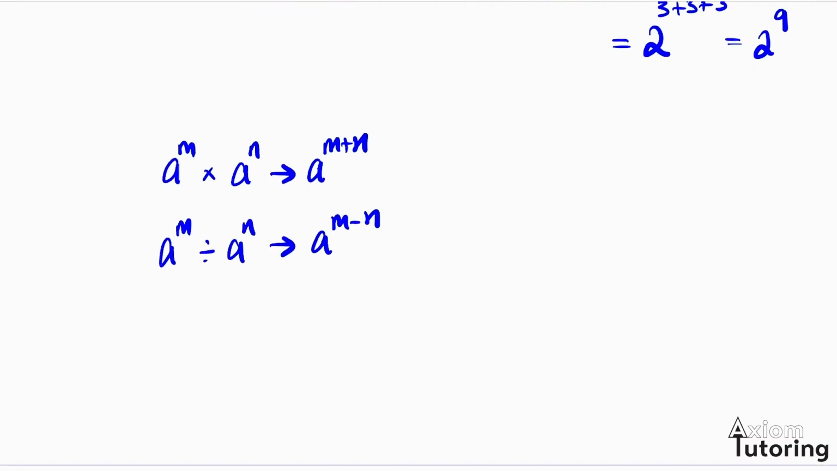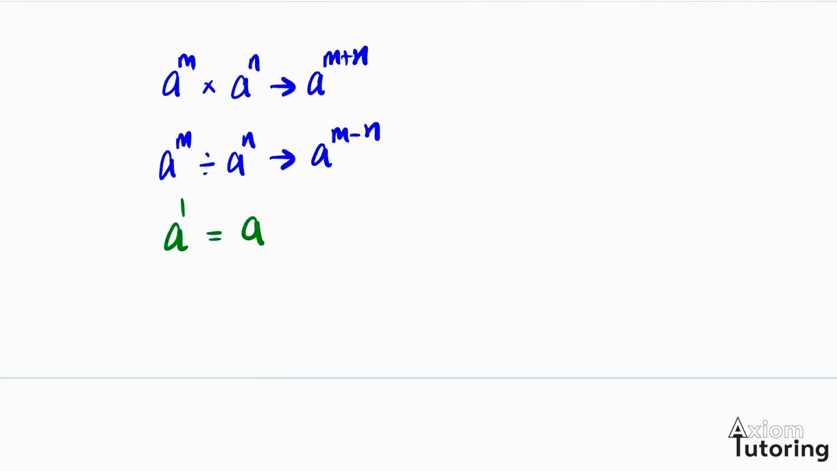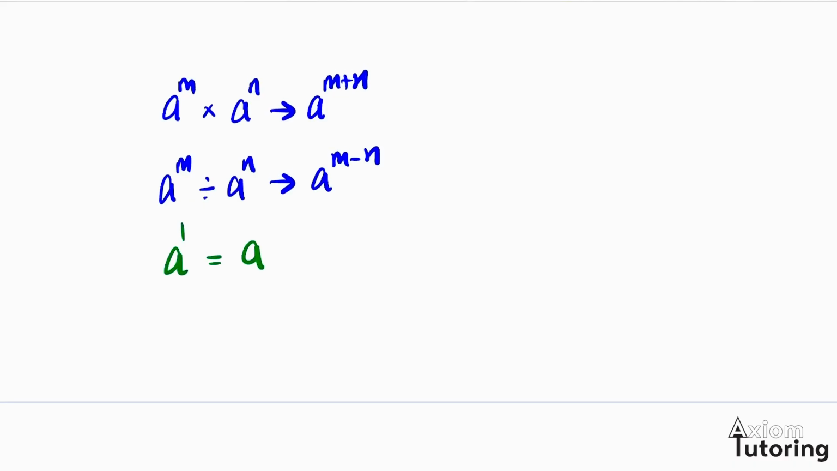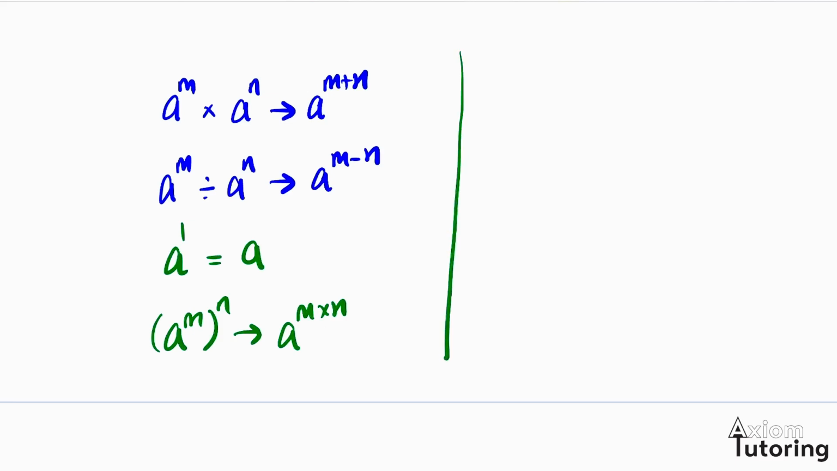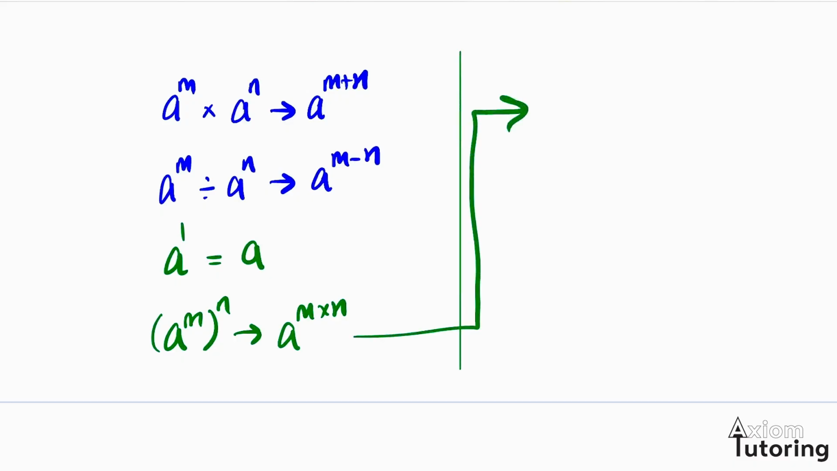When we have anything to the power of 1, that is just the number itself. And we know that when we raise a power to another power, we multiply the exponents. What if there's more than one term in the brackets when we do that?